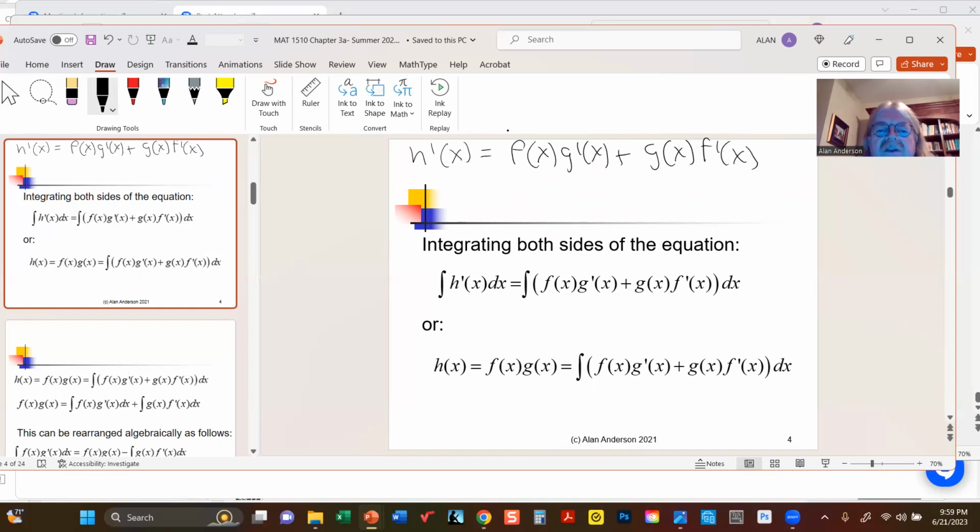Now, I just literally integrated both sides. When we integrate it, we don't have the actual functional form yet, but the integral of h prime of x is just h of x. And we already know that by definition, this is equal to f of x, g of x. So this is what we're after right here. And then the right-hand side hasn't changed.